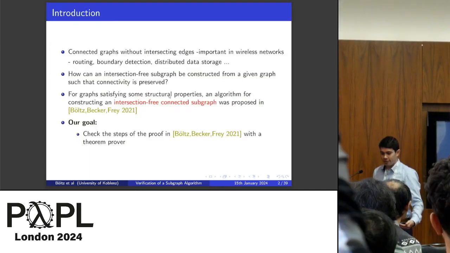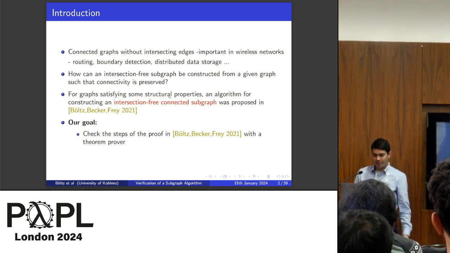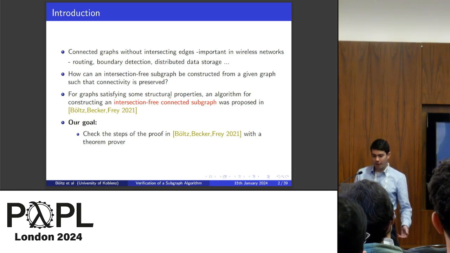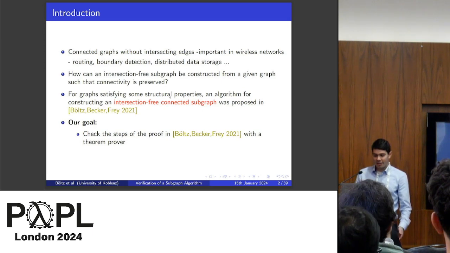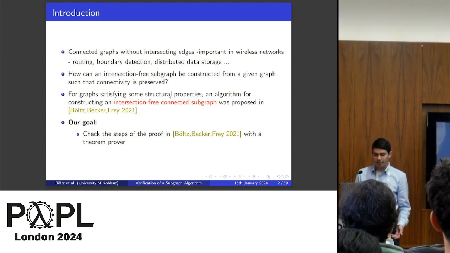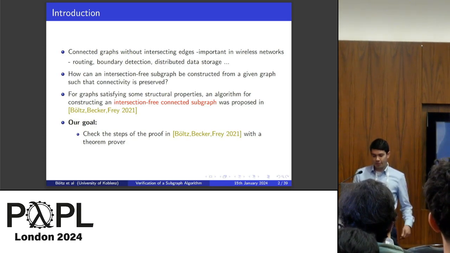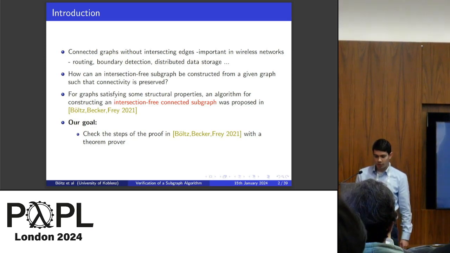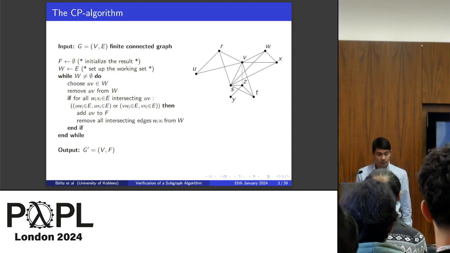I'll start with some applications of these connected graphs without intersection. They arise in the domain of wireless networks and contain routing, boundary detection, distributed data storage. The question is now, how can such an intersection-free graph be constructed from a given graph such that the connectivity is preserved, because only removing edges would be simple. And for this, we proved in one of our former work that an algorithm for constructing such an intersection-free and connected graph is correct. And the goal is to check the steps of this proof with a theorem prover.